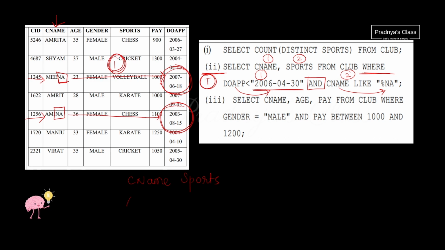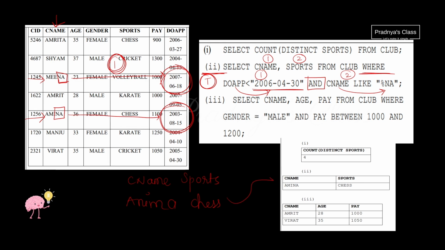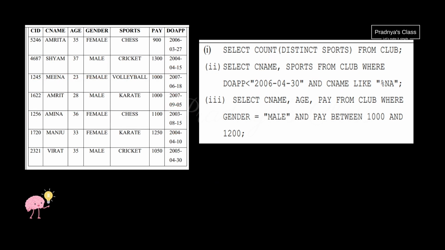For that record we will be printing CNAME, that is Amina, and the sports is chess. Look at the output. We got the perfect output. Let's erase everything and move ahead to the third query. Select CNAME, age and pay. The first column will be CNAME, the second will be age and the third will be pay.